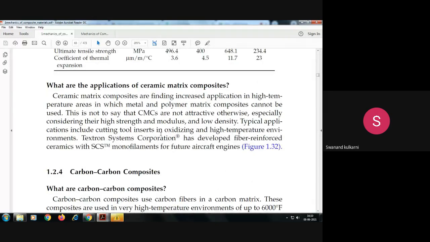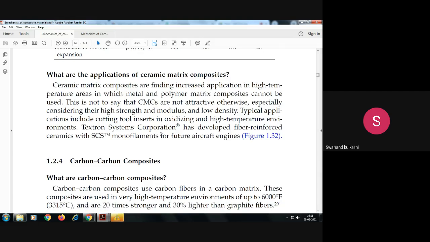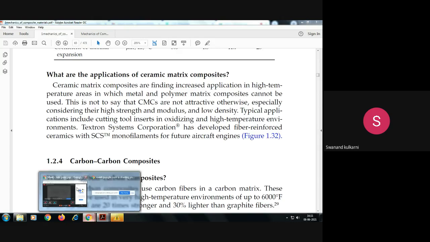And then the application of ceramic matrix composites. Ceramic matrix composites are finding increased applications in high temperature areas in which metal and polymer cannot sustain. At such locations, these ceramic matrix composites are used. So with this, today we will stop here.